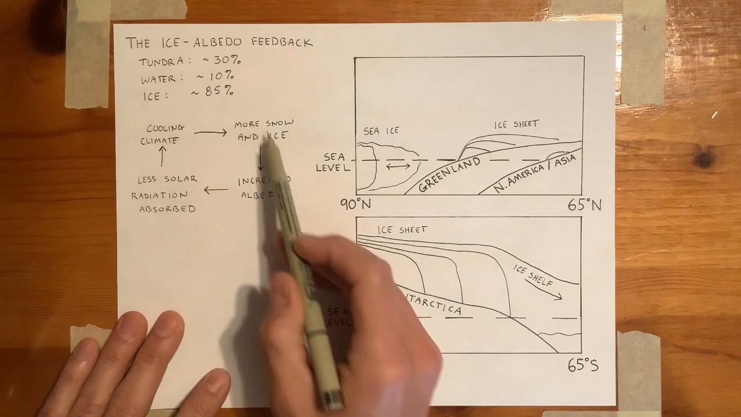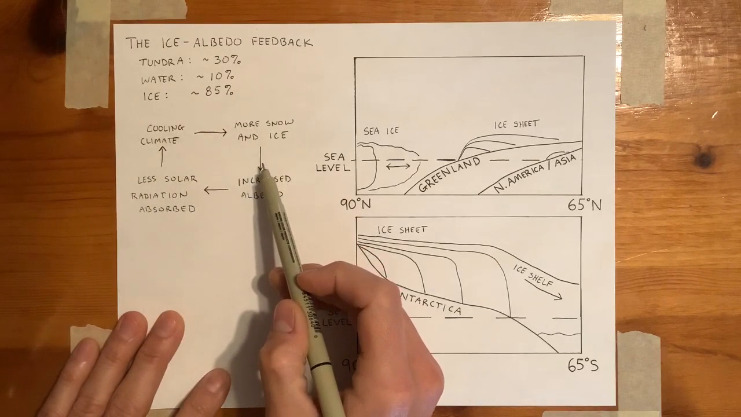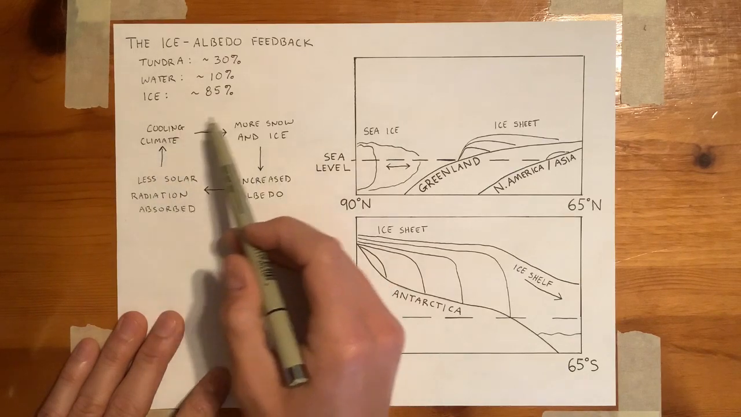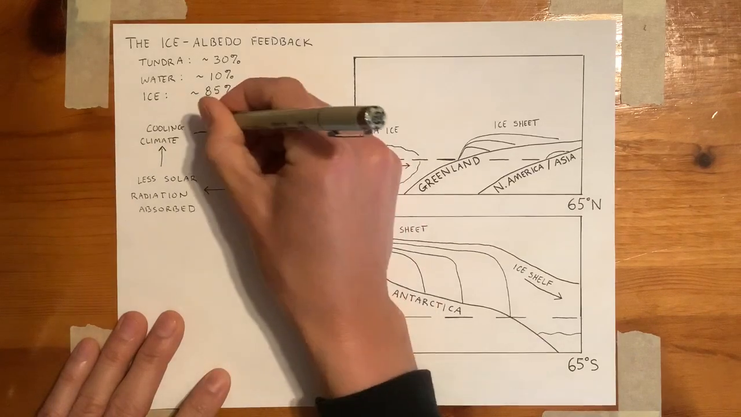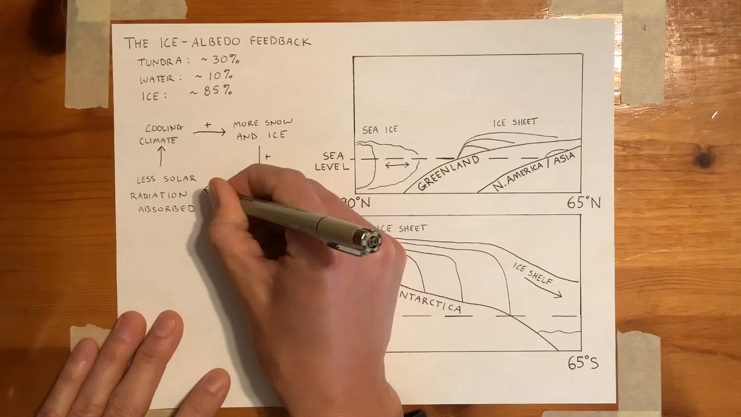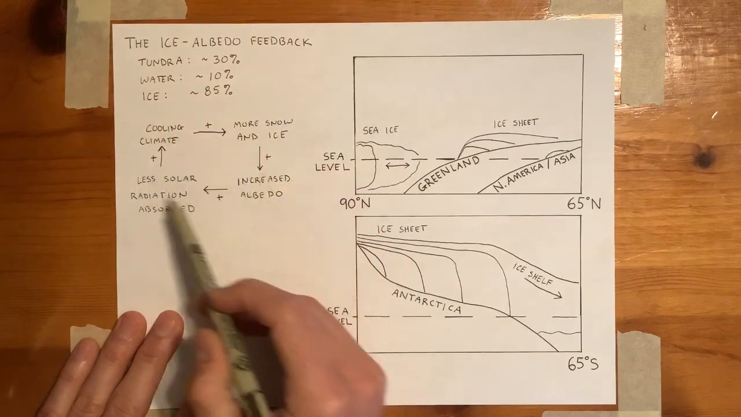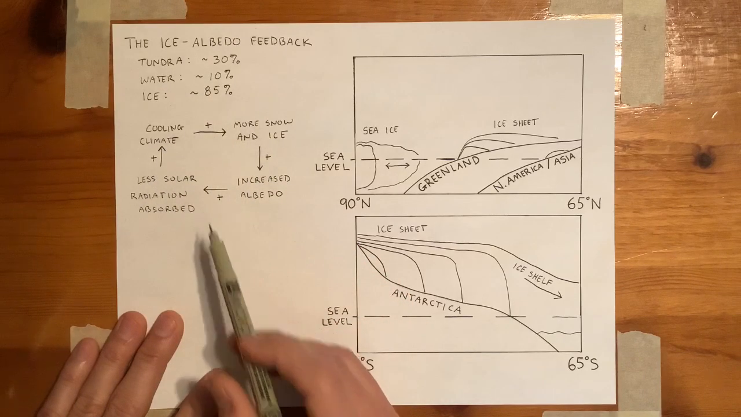So you can see how this process establishes a positive feedback loop where the more ice that grows, the colder it gets, allowing more ice to grow, and it gets colder and colder and colder. It's a positive feedback loop because each step in this process amplifies the effect of the next step. It's a positive feedback loop.